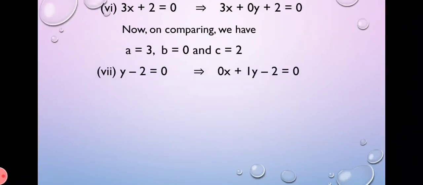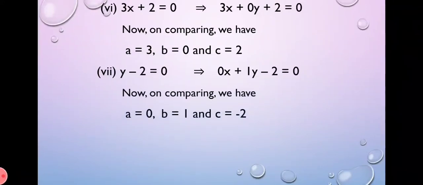Y minus 2 equal to 0 implies that, again here you can see that the x variable term is not there. So we have to put the x variable term. So we will get the general form as 0x plus 1y minus 2 equal to 0. On comparing, we have a equal to 0, b equal to 1, and c equal to minus 2.